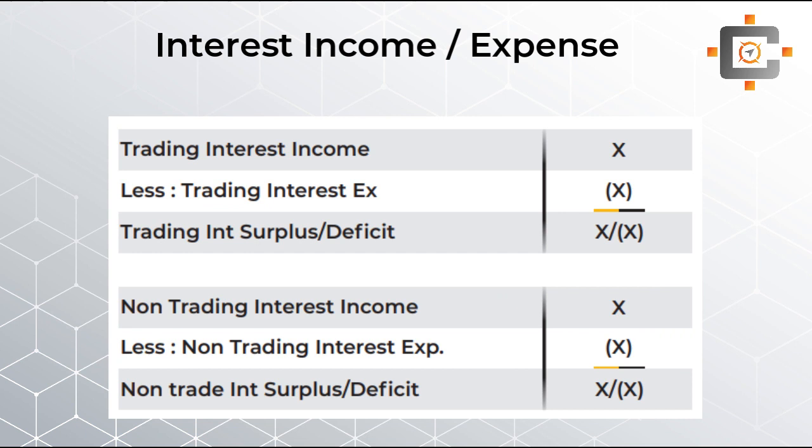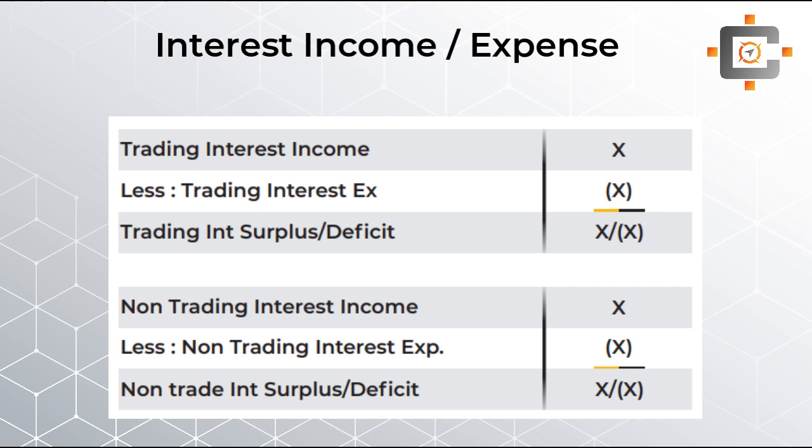Now you can see that we are netting off trading related interest income and expenditure, and we are calculating a surplus or deficit. If you have a surplus, it will go to the credit side of P&L because it's related to trading, so it will be added to your trading profit. If it's a deficit, then it will be deducted from your profit. We can say it will be debited to P&L, but only if it's related to your trade.